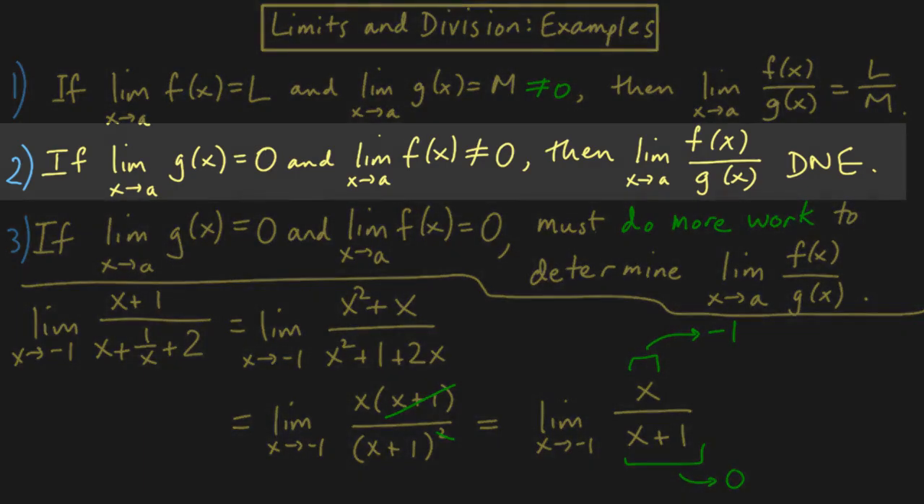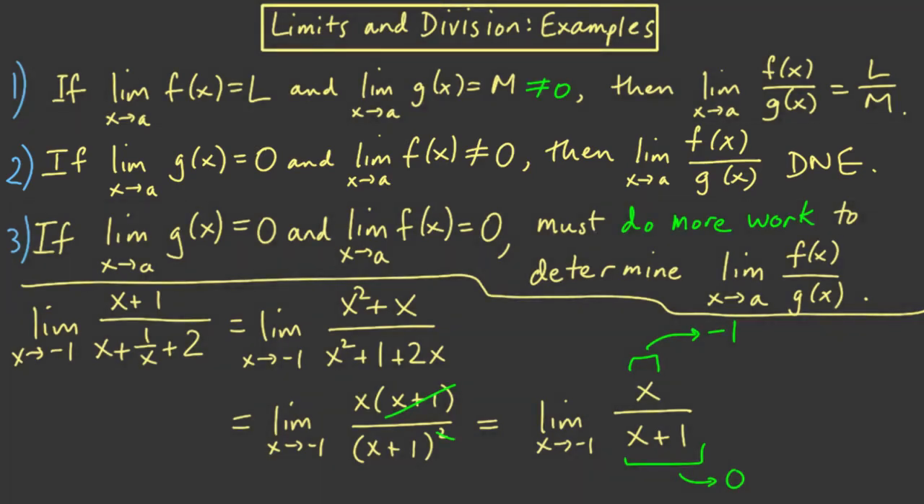And so we're talking about part 2 of our limit law for division. The denominator is going to 0, the numerator is not going to 0. That means that this limit does not exist, and neither does the original limit.